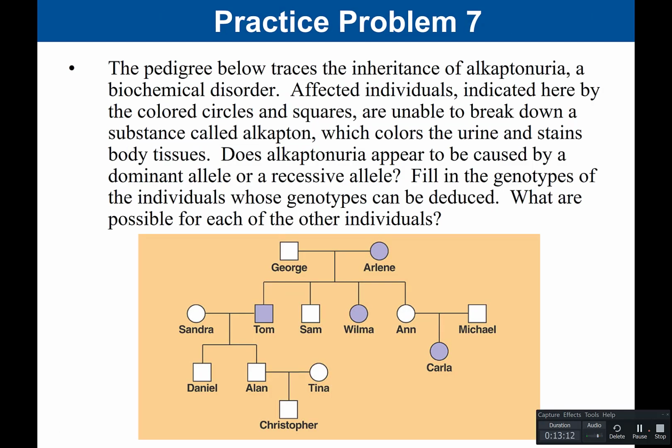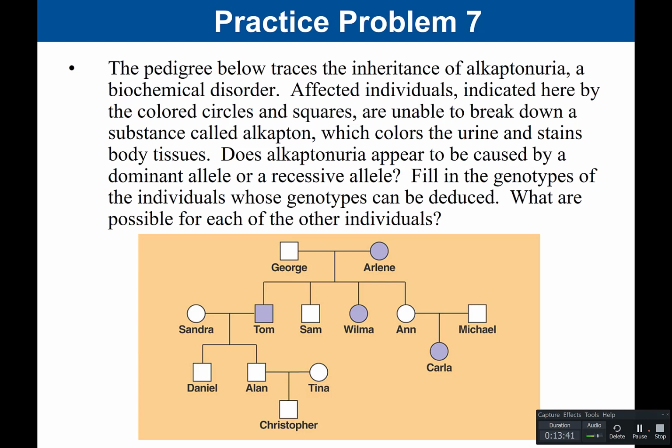So here is a practice problem. After I read this, I would like you to pause and attempt to do this on your own. So the pedigree below traces the inheritance of alkaptonuria, a biochemical disorder. Affected individuals, indicated here by colored circles and squares, are unable to break down a substance called alkapton, which colors the urine and stains body tissues.